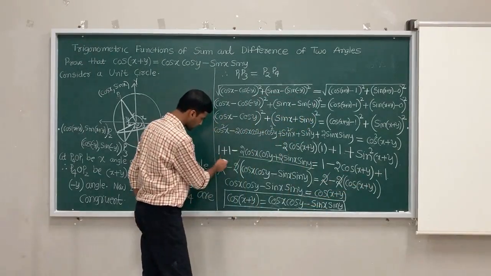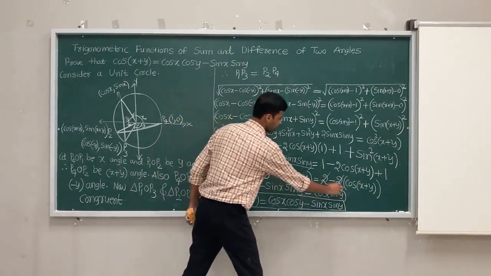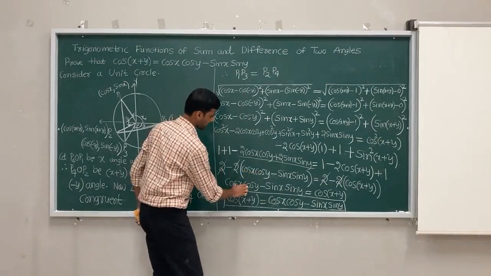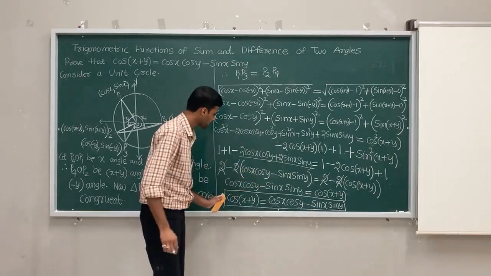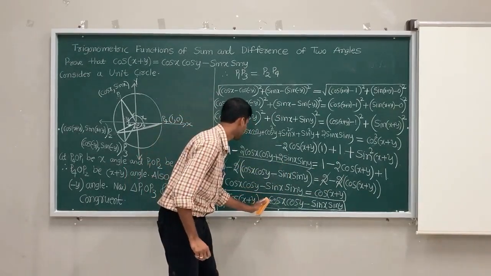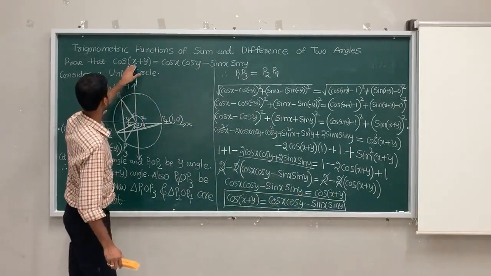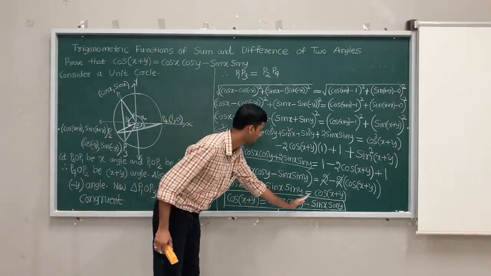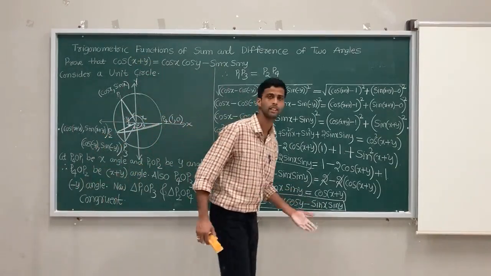I cancel first plus 2 and plus 2. So I am left with minus 2 and minus 2. Again I cancelled minus 2 on both sides. Finally I got cos x cos y minus sin x sin y equal to cos of x plus y. When I rearrange it, it becomes cos of x plus y equal to cos x cos y minus sin x sin y. Therefore that only I expected. Cos of x plus y is equal to cos x cos y minus sin x sin y.